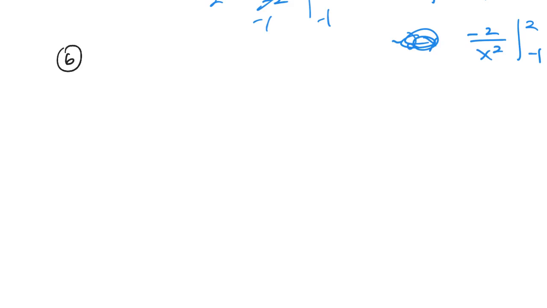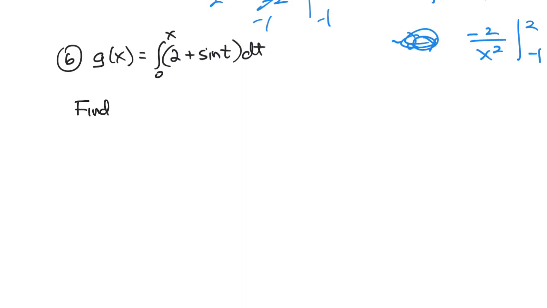So number 6 gives us g of x, and it is the integral from 0 to x of 2 plus sine of t dt. And for number 6, we are going to find g prime of x in 2 ways. First, we're going to use part 1 of the fundamental theorem of calculus, and then we're going to evaluate the integral using part 2 and then differentiating. So they want us to find g prime of x. Okay, we're going to do it 2 ways.